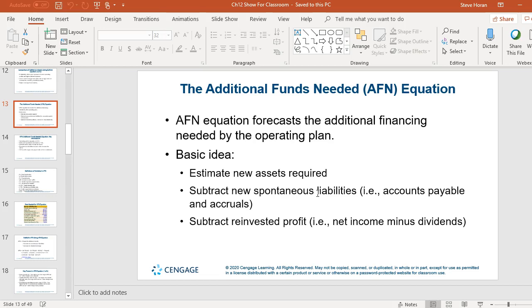And also think about accruals, if you can remember back to accounting principles and accrued revenues, accrued expenses, accrued liabilities, all those things. Just as the business grows, accruals grow. If the business shrinks, accruals shrink. They kind of come along for the ride. And then we also subtract reinvested profit, basically net income left over after dividends are paid. Okay, so we need to acquire new assets. Some of that acquisition will be financed with spontaneous liabilities. Some of that acquisition will be financed with reinvested profits. Okay, that's how we take a look at that.